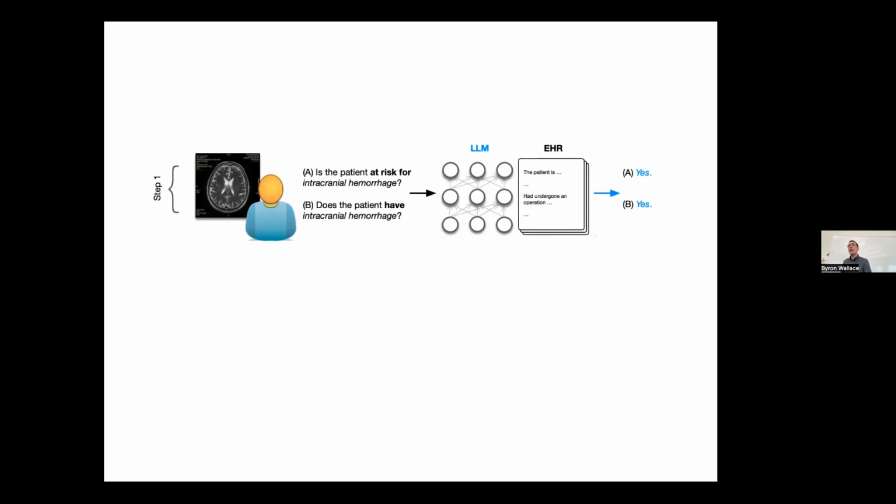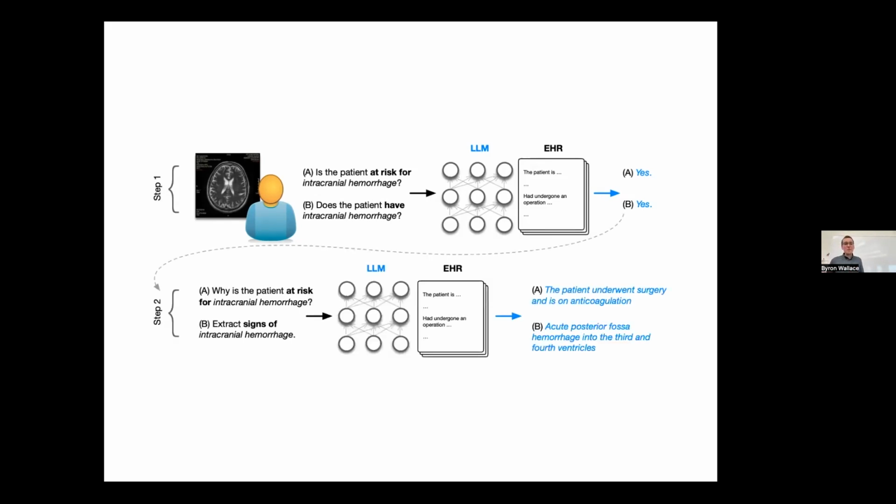What we do is first ask the model, hey, do you think the patient is at risk for or has a hemorrhage? And the model will say yes or no. If it says yes, then we say why, basically, or we say extract the signs of this. That allows us to produce abstractive snippets that say, well, the patient underwent surgery and is on some anticoagulation or whatever, right? And then we can show that to Jeff, and he can say, oh, that makes sense, or not, I guess. So this is the general setup.